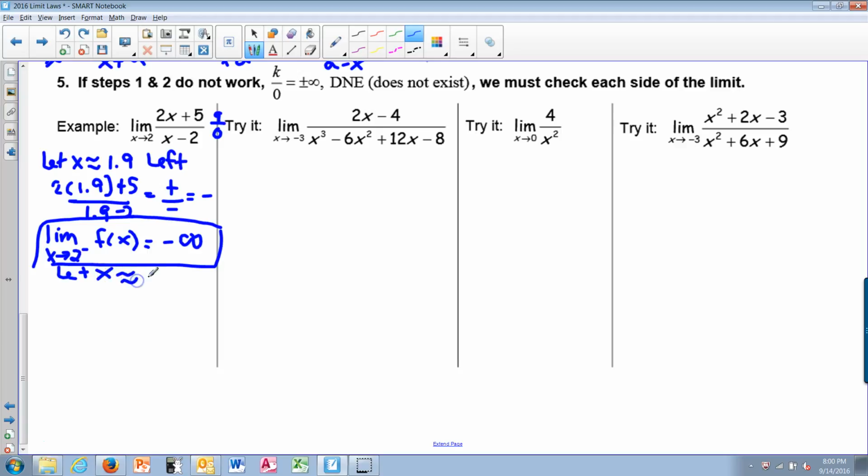If I were to let x be approximately even 2.0001, so just barely to the right of 2, I know that the numerator is going to be a positive number. I know that 2.0001 minus 2 is still going to be ever so slightly positive. So that tells me I'm going to have a positive infinity.